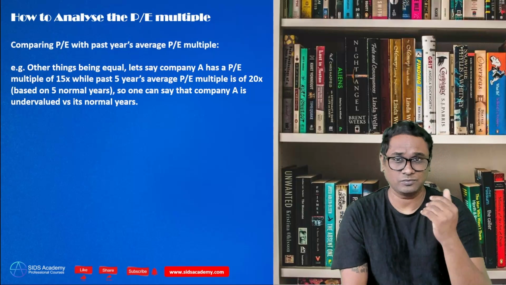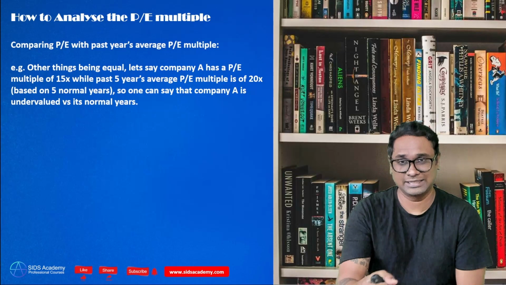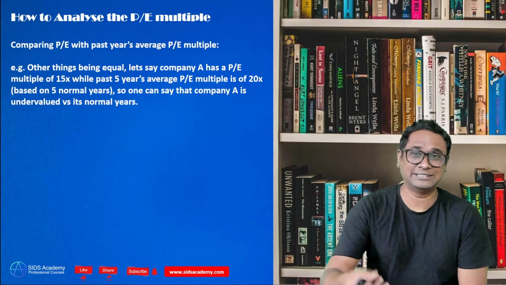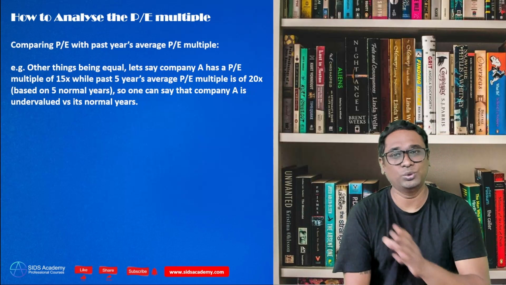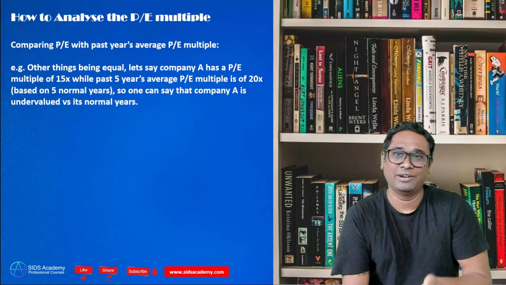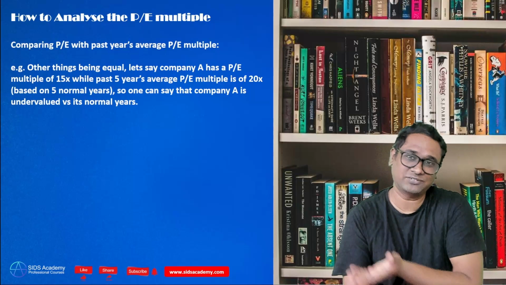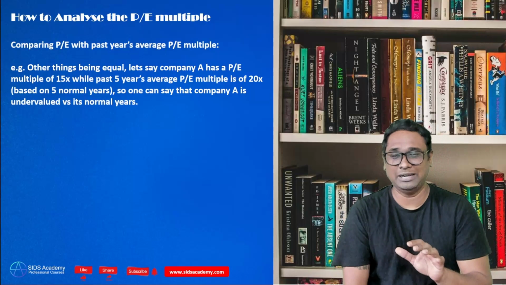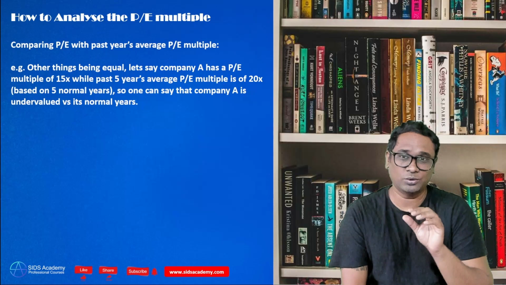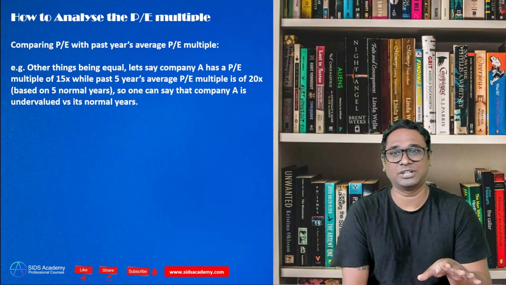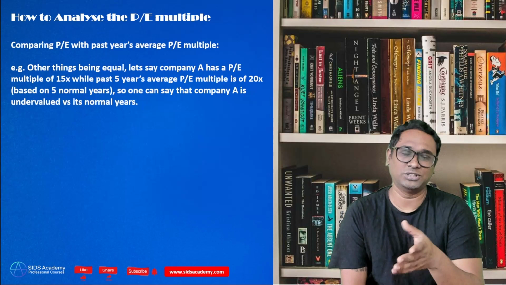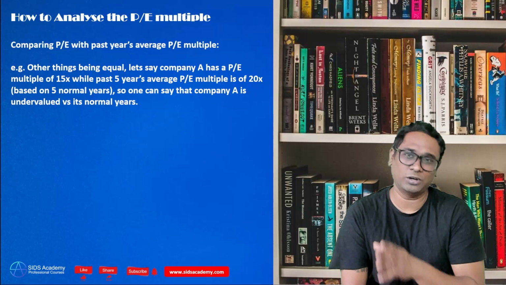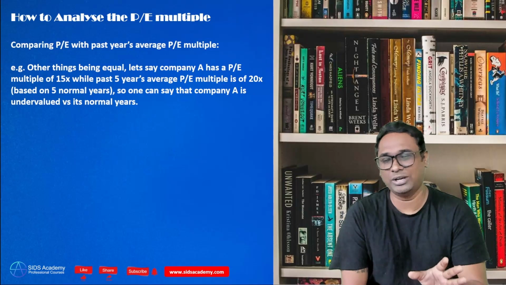That is, people are currently paying less compared to what they have been paying in the past years versus the EPS development. So you can say that the company is undervalued versus its own last 5 years PE multiple. The basic thing that you need to understand is that the 5 years average PE multiple we are considering should be based on normal years. So you should not take into consideration, for example, 2021, because it was heavily affected by the pandemic and the share prices of all companies were down and mostly not correlated to the EPS.